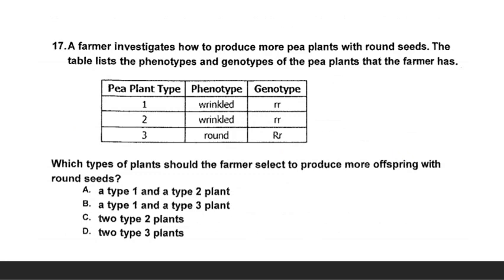Number 17, a farmer investigates how to produce more pea plants with round seeds. The table lists the phenotypes and genotypes of the pea plants that the farmer has. And it's asking us which type of plants should the farmer select to produce more offspring with round seeds. So we know that round is dominant, it says right here, because our round genotype is going to show that dominant phenotype. So round is dominant.